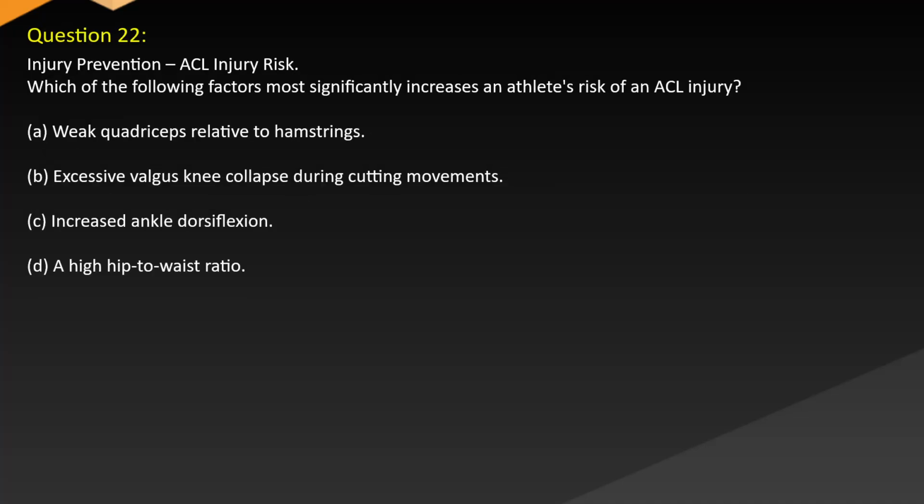Which of the following factors most significantly increases an athlete's risk of an ACL injury? A. Weak quadriceps relative to hamstrings. B. Excessive valgus knee collapse during cutting movements. C. Increased ankle dorsiflexion. D. High hip-to-waist ratio.